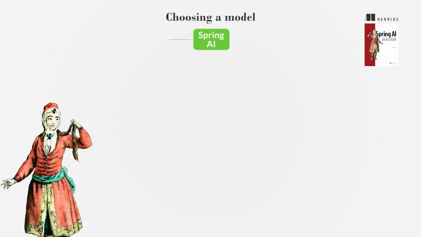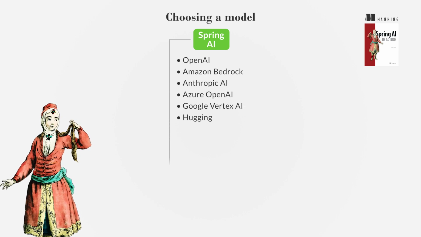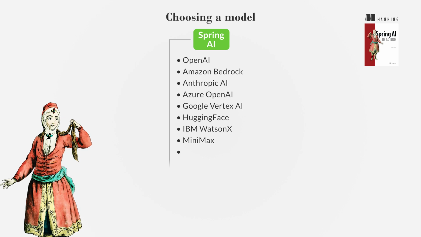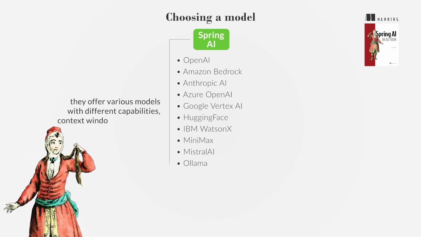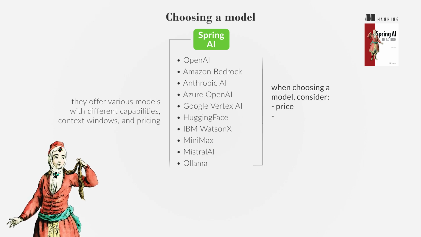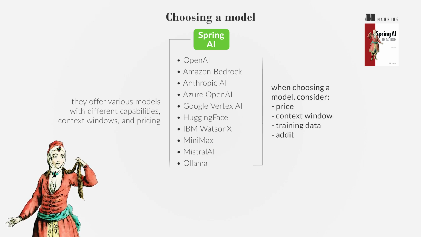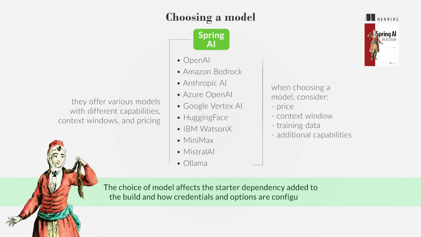Spring AI supports multiple AI services, including OpenAI, Amazon Bedrock, Anthropic AI, Azure OpenAI, Google Vertex AI, Hugging Face, IBM watsonx, Minimax, Mistral AI, and Ollama. Each service offers various models with different capabilities, context windows, and pricing. When choosing a model, consider factors like price, context window, training data, and additional capabilities. The choice of model affects the starter dependency added to the build and how credentials and options are configured.